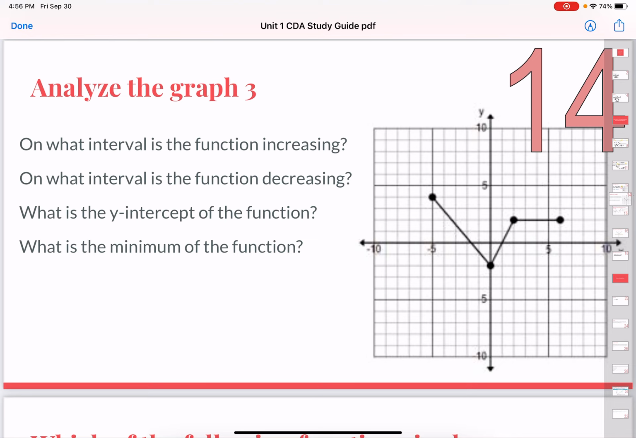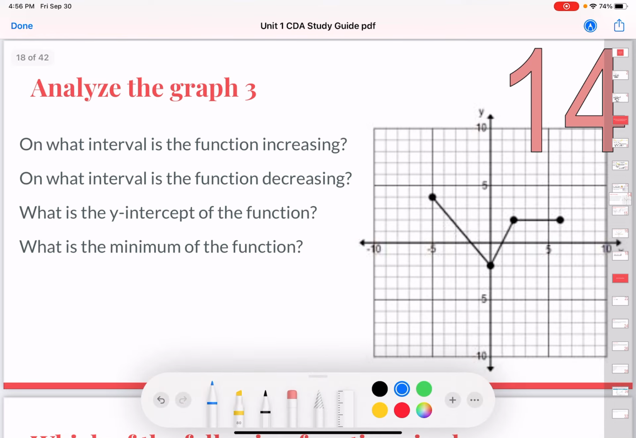On what interval is this function increasing? So increasing, we're reading it from left to right, where is basically between which 2 points are the y values getting greater. And so I'm looking at these 2 points right here. Between those, the y values seem to be increasing. And so this line right here is where the function is increasing.